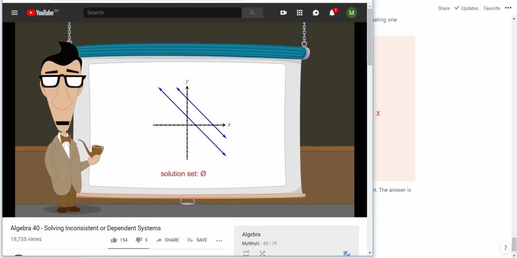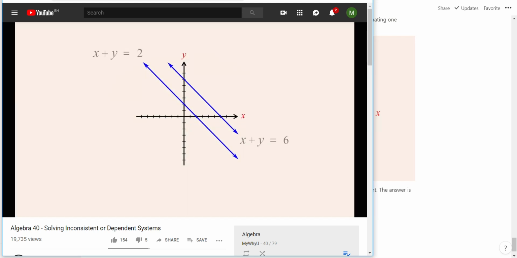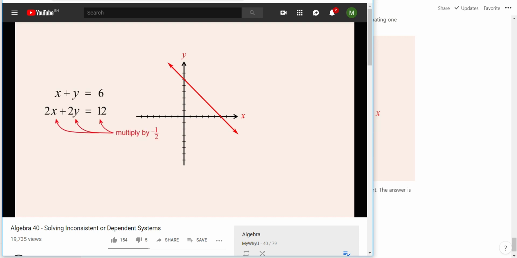Now let's see what happens when solving a system of equations composed of two identical lines. This time, we'll make one equation a multiple of the other equation so that the two graphs are identical. Using the elimination method to solve this system, we can eliminate a variable by multiplying the bottom equation by -1/2 and then add the two equations.